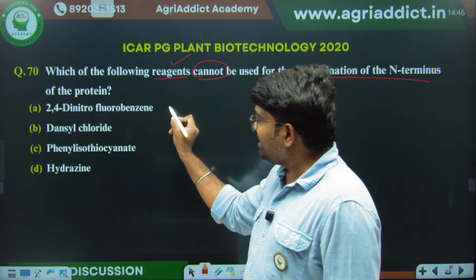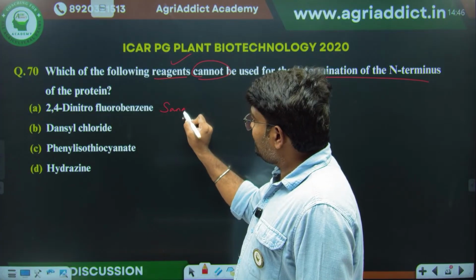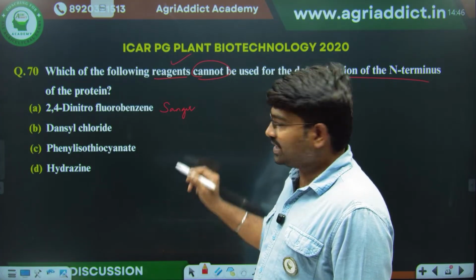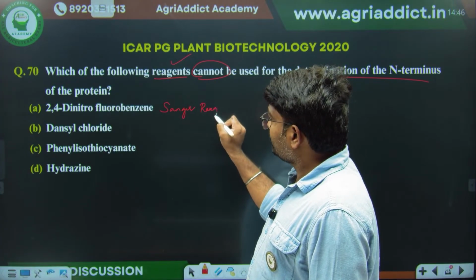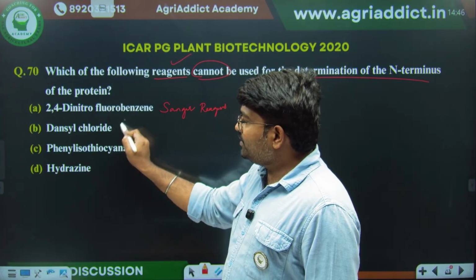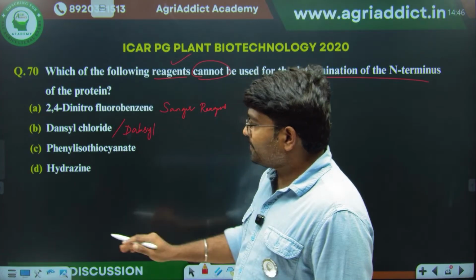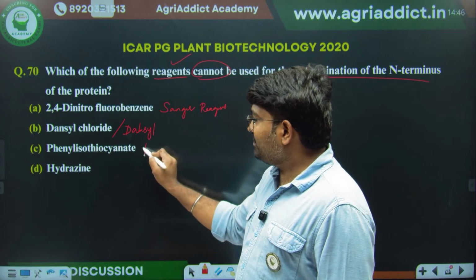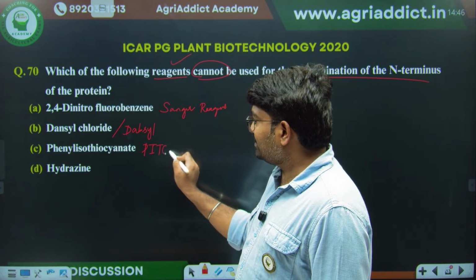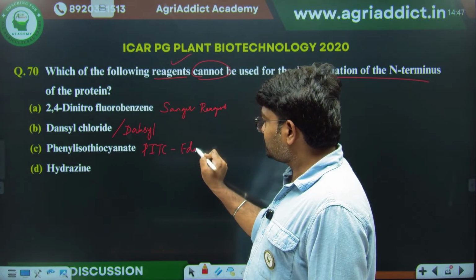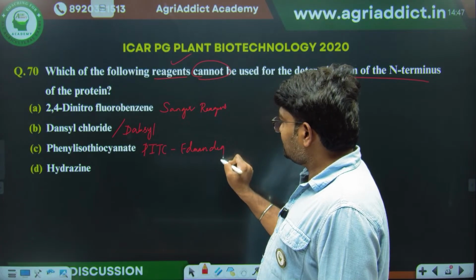2,4-dinitrofluorobenzene, yes, this is Sanger reagent. This we will use for N-terminal determination. Dansyl chloride we will use, or else dabsyl chloride also we will use. Phenyl isothiocyanate, Edman degradation, this also we will use.